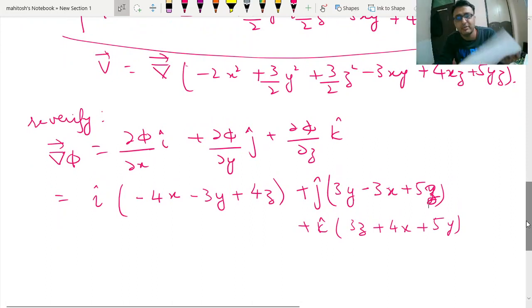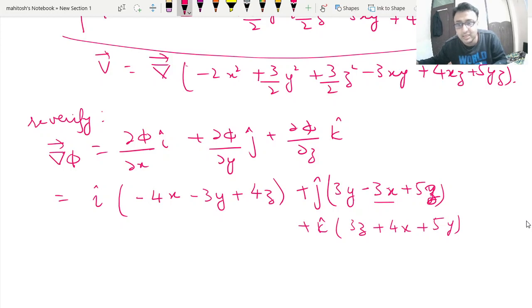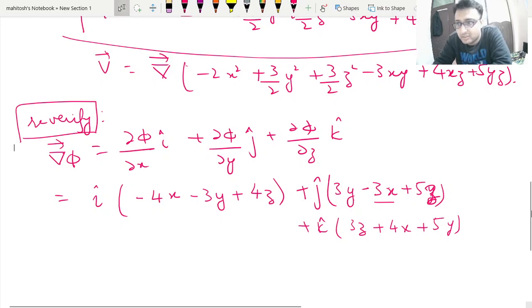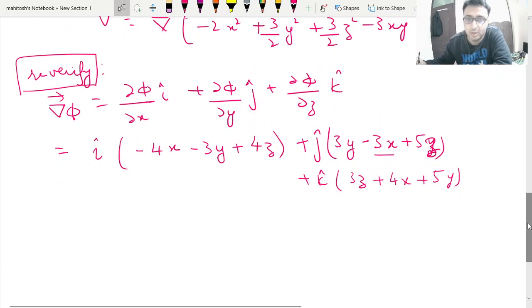Okay, so we can verify over here that this is nothing but minus 4x minus 3y plus 4z i cap, minus of 3x plus 3y plus 5z j cap, plus k cap is 4x plus 5y plus 3z. So this is how you can re-verify your answer as to whether you have made any silly mistake or not. And this is one of the best approaches to do, and this is also a very short approach to get your answer. Okay.